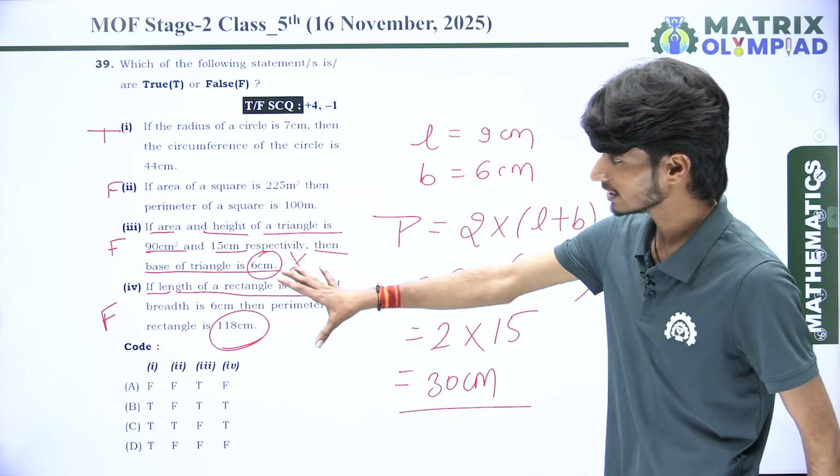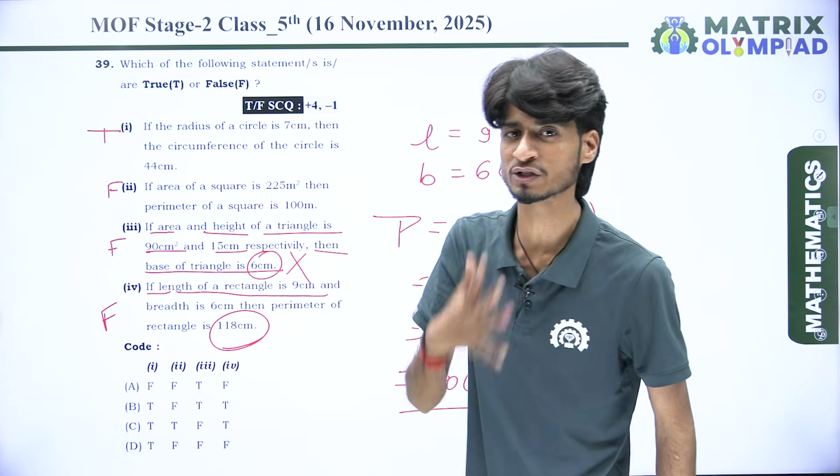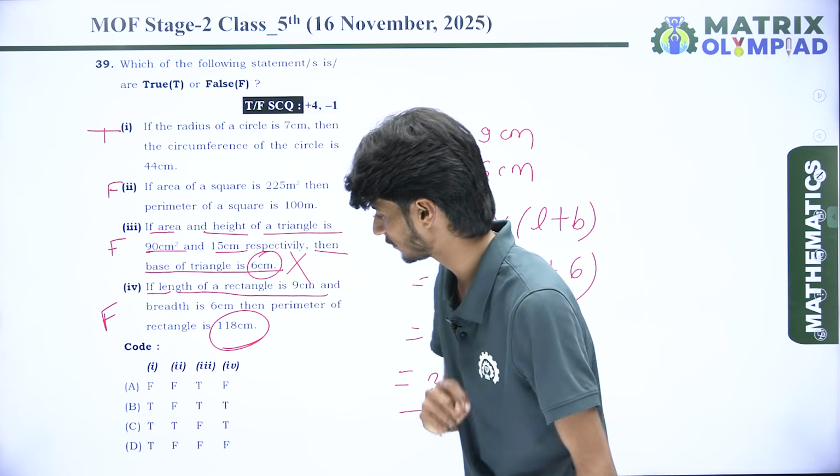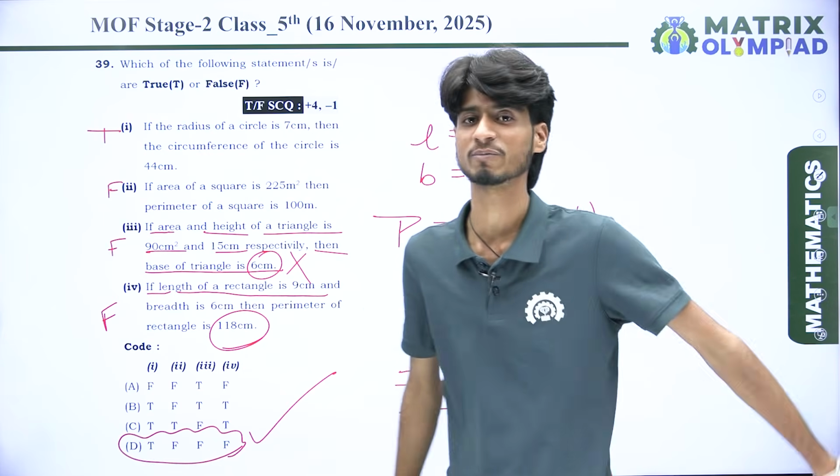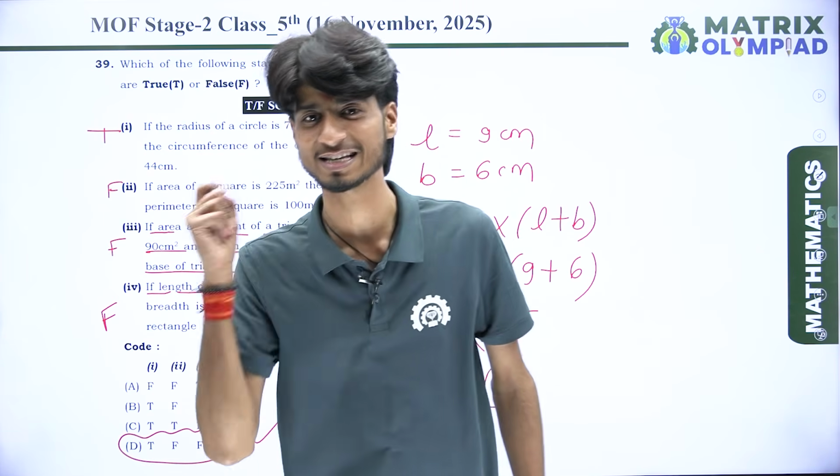So compare the right answer with the options. So T, F, F, F, that means option D is the correct option for question number 39. Let's come to the next question.